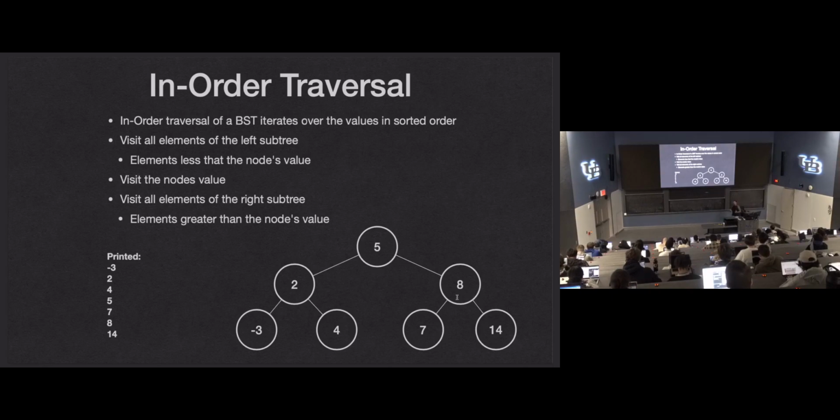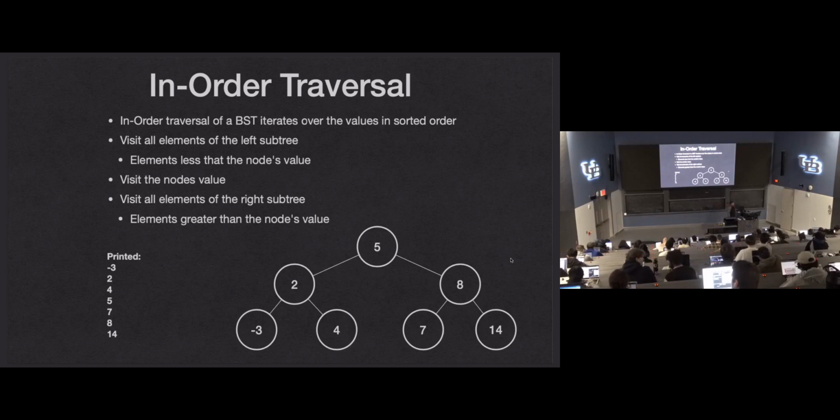And that's true for every node. Based on our definition of a binary search tree, if we visit everything in the left first, that's everything less than the node's value, and that's true for each node. We visit everything less than that node's value, then visit that node's value, then visit everything greater than that node's value. Just based on the property of a binary search tree, we have to visit these nodes in sorted order.